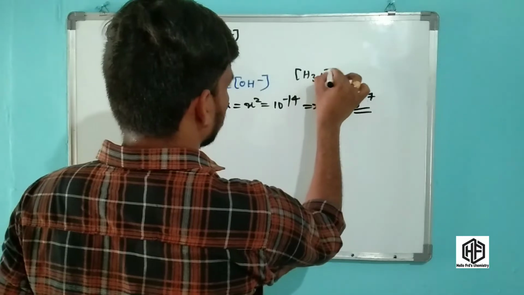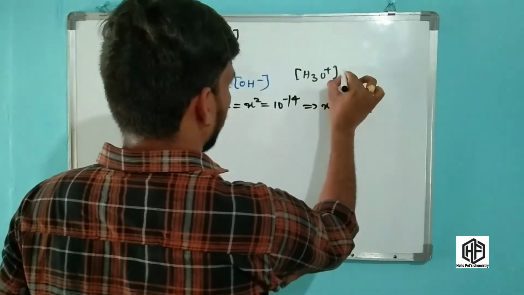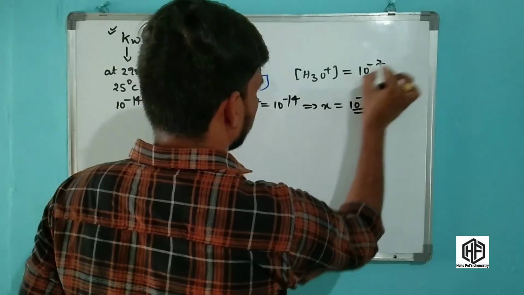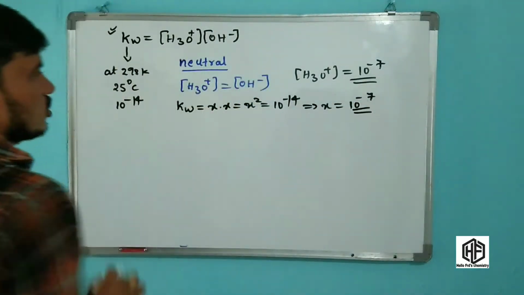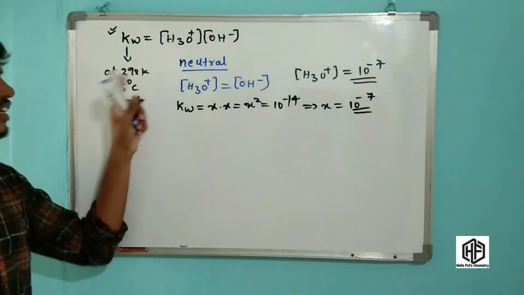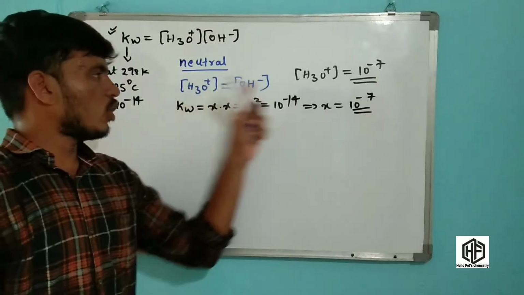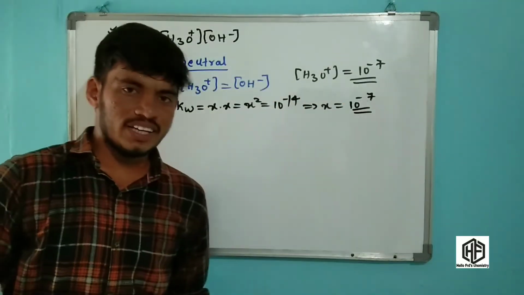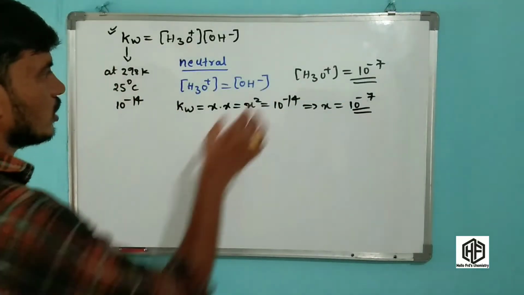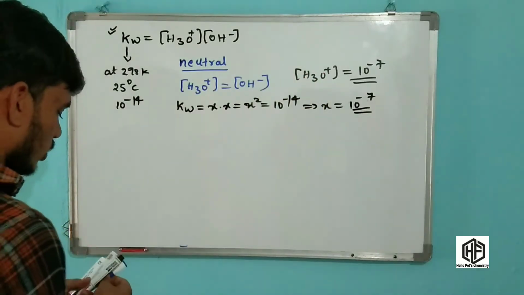hydronium ion. It means the concentration of H3O plus is 10 to the power of minus 7 in a neutral solution at 298 Kelvin, which means room temperature. Now we have to find out the pH of this neutral solution.